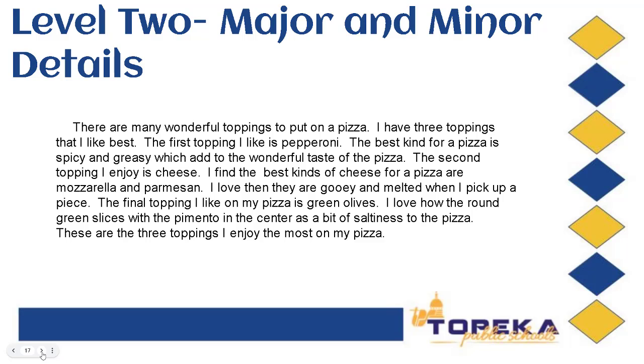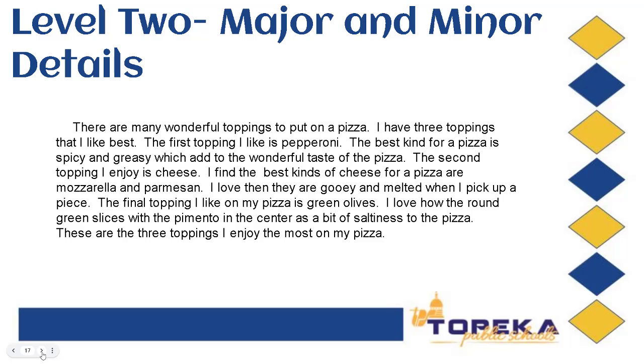The second topping I enjoy is cheese. I find the best kinds of cheese for a pizza are mozzarella and Parmesan. I love that they are gooey and melted when I pick up a piece. The final topping I like on my pizza is green olives. I love how the round green slices with a pimento in the center adds a bit of saltiness to the pizza. These are the 3 toppings I enjoy the most on my pizza.